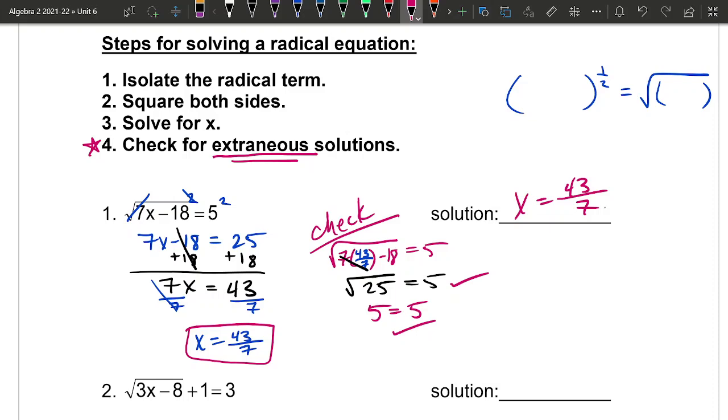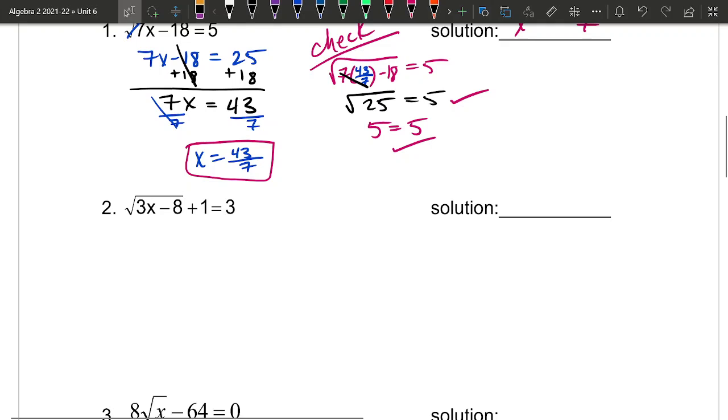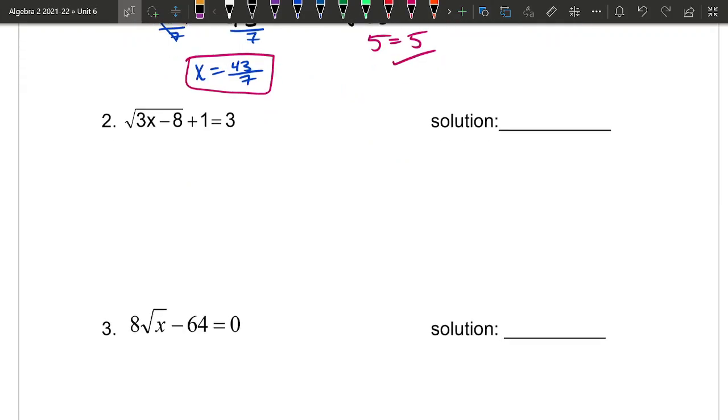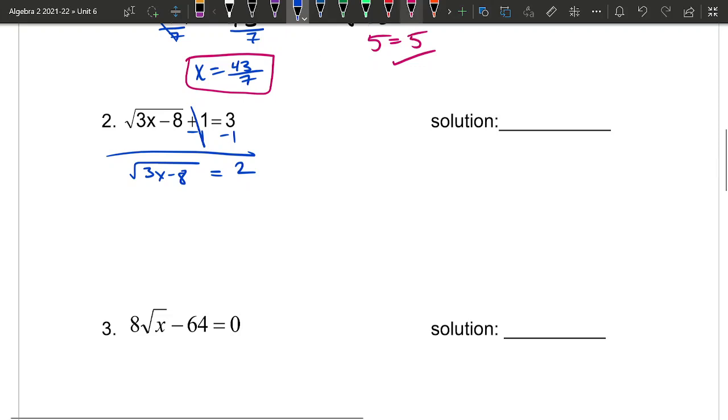All right. Number 2. The only difference here is the radical is not isolated. So the first thing you have to do is subtract 1 to get the radical by itself. So the square root of 3x minus 8 equals 2. And then square both sides to cancel the radical.